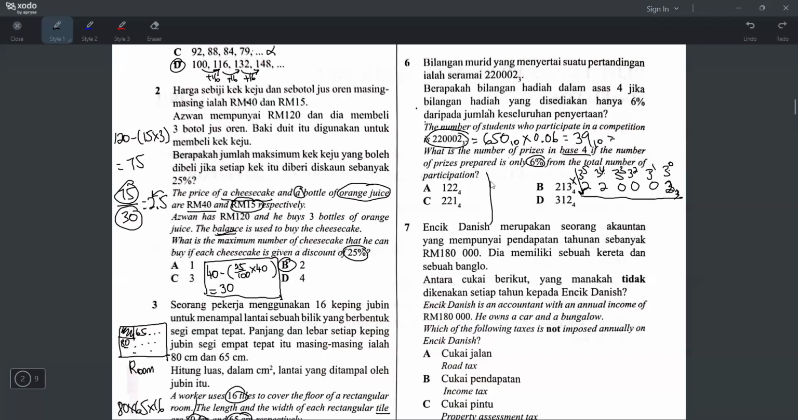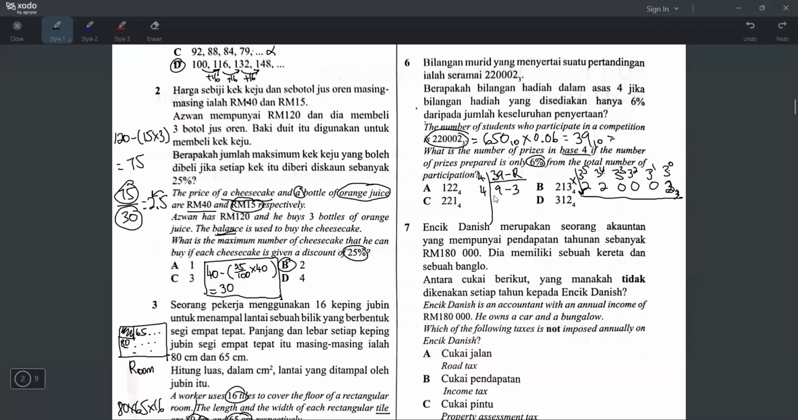So the method is like this, you write 39, and then here you write the remainder. Since you want to find base 4, you divide by 4. So what is 39 divided by 4? If you press the calculator, it gives 9.75. It means you write 9 here, and then the extra 0.75 you have to times 4 to get the remainder. So what is 0.75 times 4? 3. So that's the remainder.